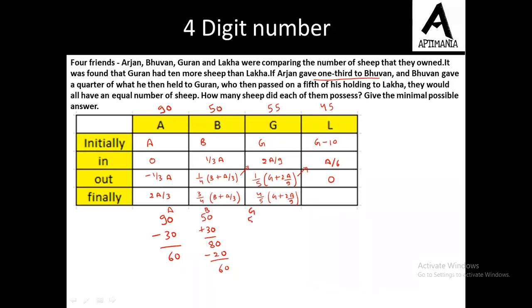G initially had 55. He received 20 from B. Now the total number of sheaves with G is 75. He transferred 1/5 of this, 1/5 of 75 is 15 to L. L initially had 45, plus 15 from G, so it becomes 60. And here also, in case of G, 75 minus 15 again 60. So finally, they all had the same number of sheaves.